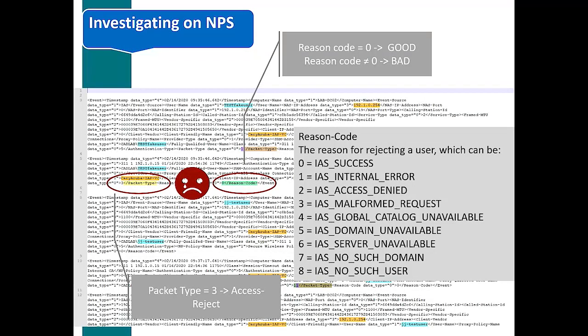Really easy peasy. I'm sorry that I picked a color that doesn't show up well. A reason code that is 0 is really good. A reason code that is anything but 0 is bad. We might not know why it's bad. I would go Google the reason codes, and here are some. The other indicator that something is not working is a packet type 3, which is an access reject. This is just the NPS log I'm pulling here. It will give you an indication of what's going on, especially in a lab environment with NPS.